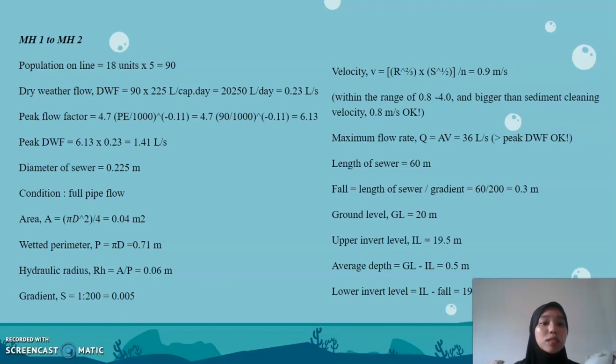The length of the sewer is 60 meter, fall equal to 0.3 meter, ground level equal to 20 meter, upper inflow level 19.5, and then the average depth which is 0.5 meter, and the last one is the lower invert level which is 19.2 meter.